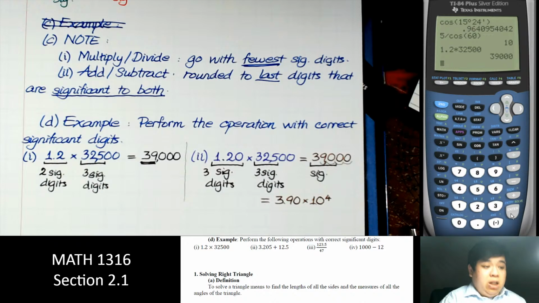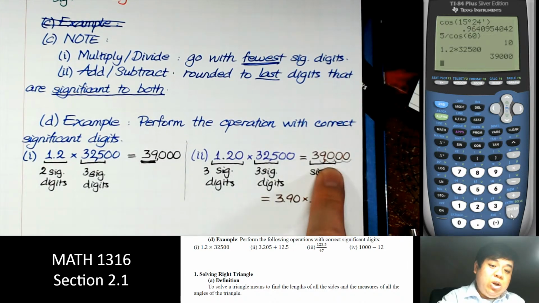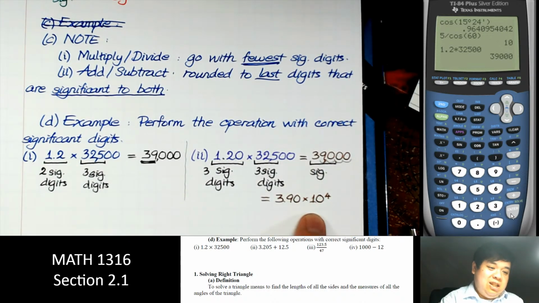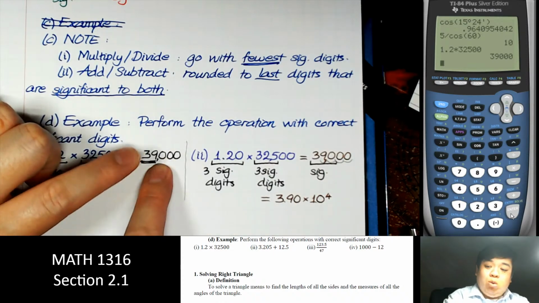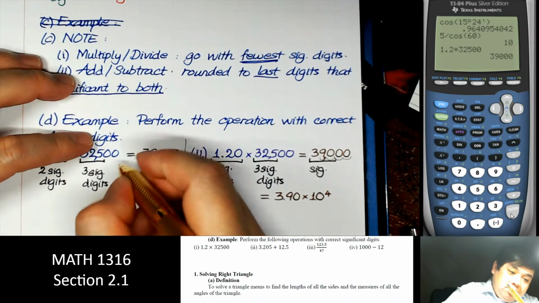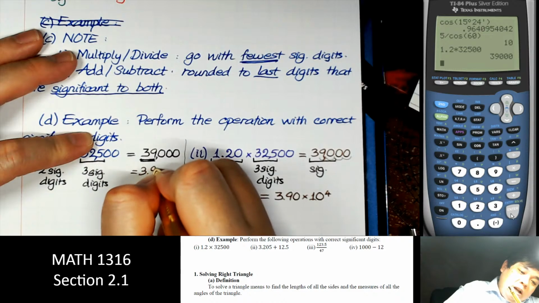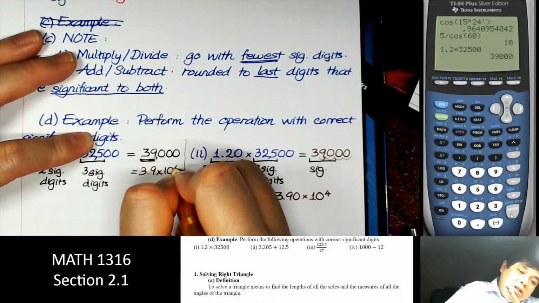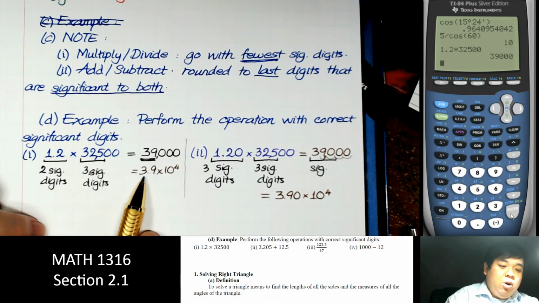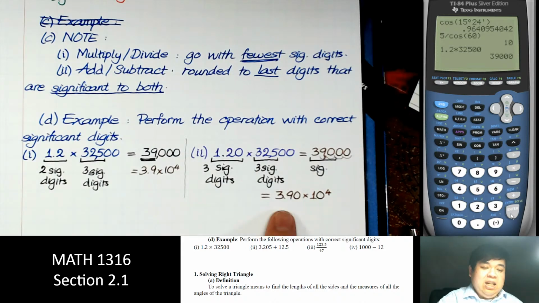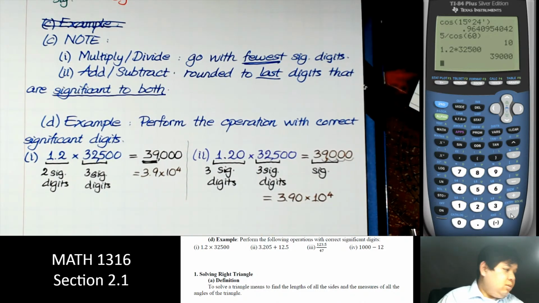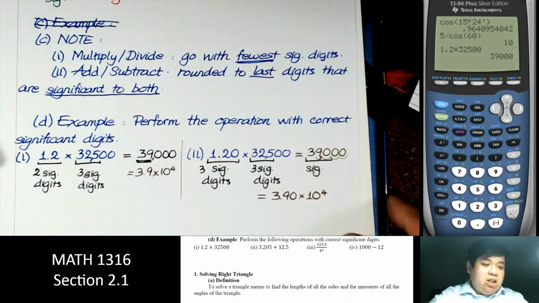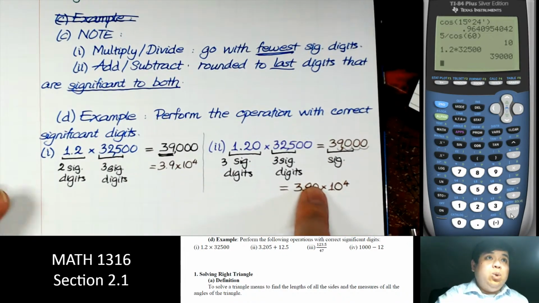And so sometimes we have to write it in scientific notation if we want exactly the number of significant figures. Here there are 3 of them, so we have to write it like this. If there are 2 of them, it's okay to write it like this, or we can say 3.9 times 10 to the 4. So here exactly we know there are 2 significant figures, and here there are 3. Sometimes we have to change to scientific notation.